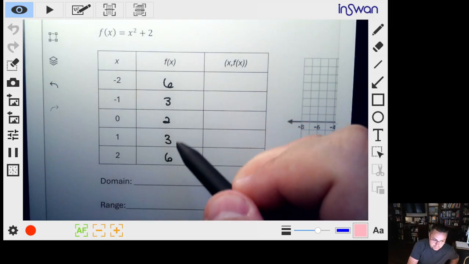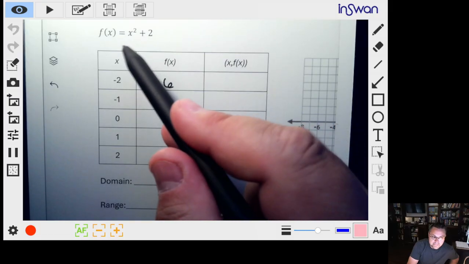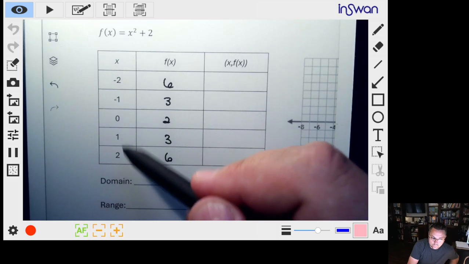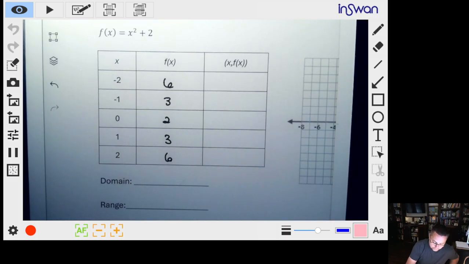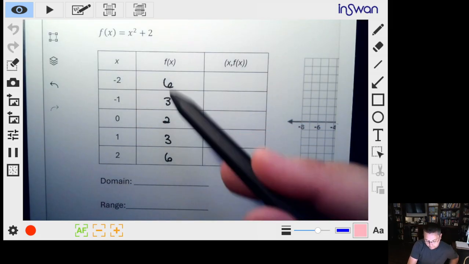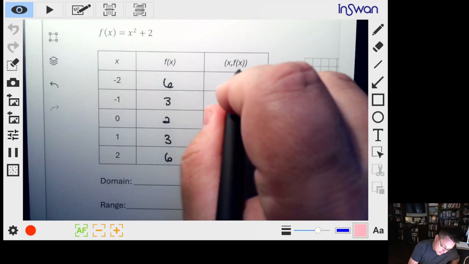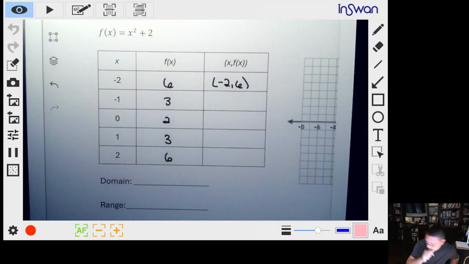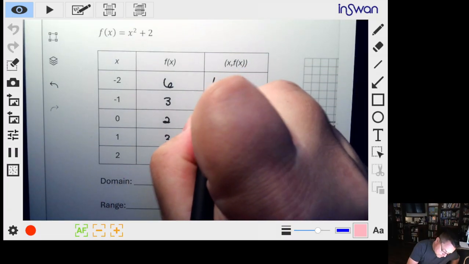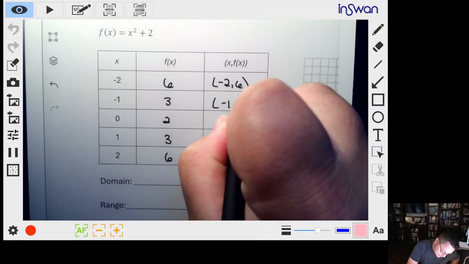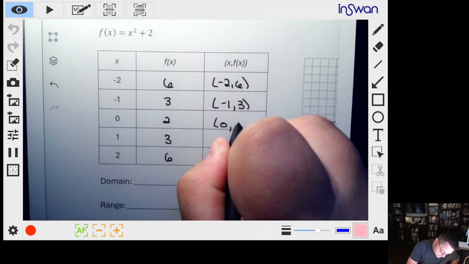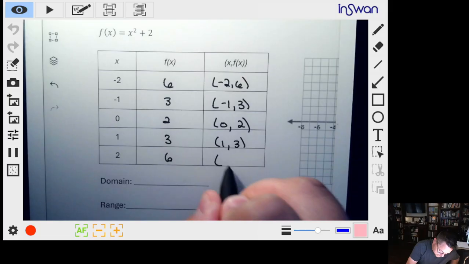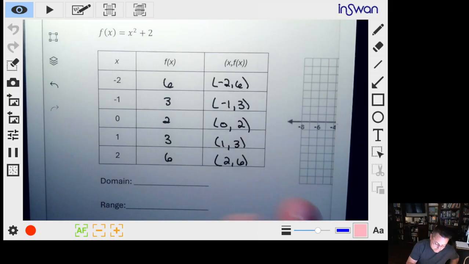So notice that there's some symmetry involved here. And that's because the squaring term takes the negatives and is going to kick out what the positives would have kicked out here as well. So I think it's kind of obvious that we would have this symmetry. Our ordered pairs are going to be negative 2, 6. Excuse me. It's going to be negative 1, 3. 0, 2. 1, 3. And 2, 6.